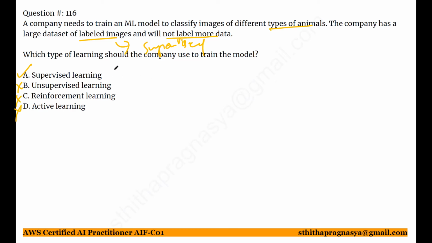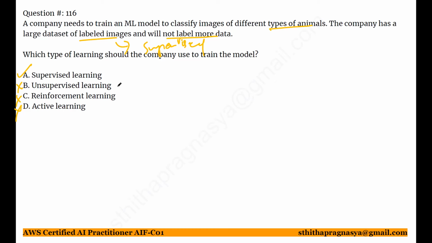Supervised learning uses labeled data to train models. Since the dataset is labeled and the task is image classification, supervised learning is the most appropriate method. The model learns by mapping input data, which are images in this case, to corresponding labels, which are types of animals. So this is the right answer, as supervised learning is ideal for labeled dataset and classification tasks.